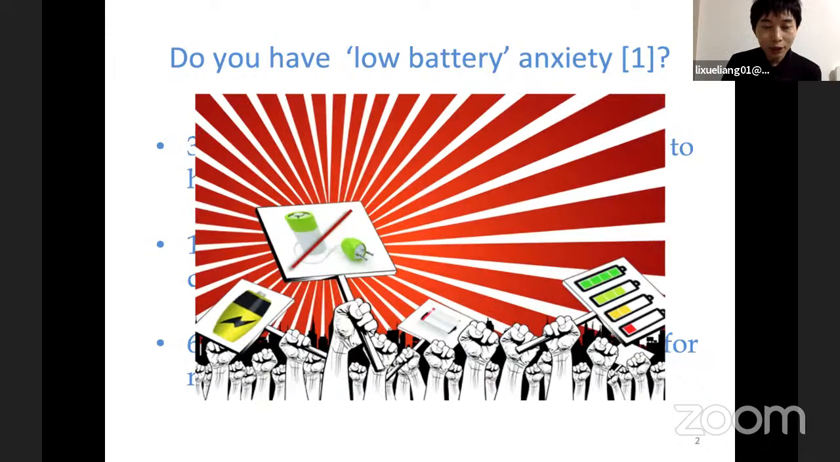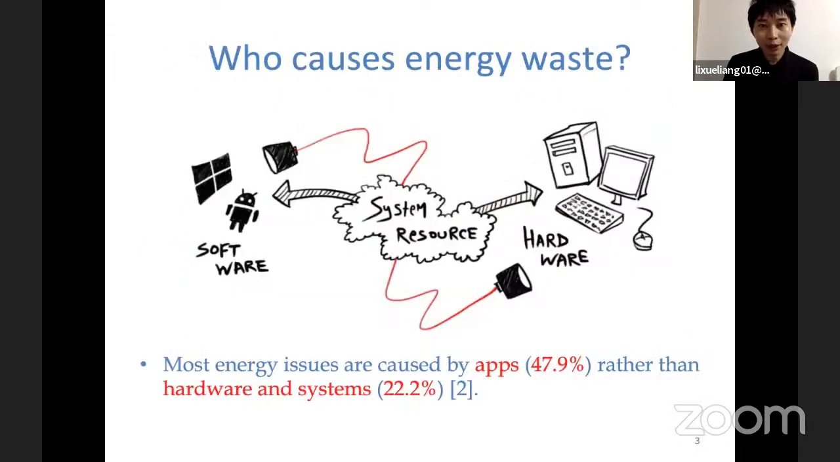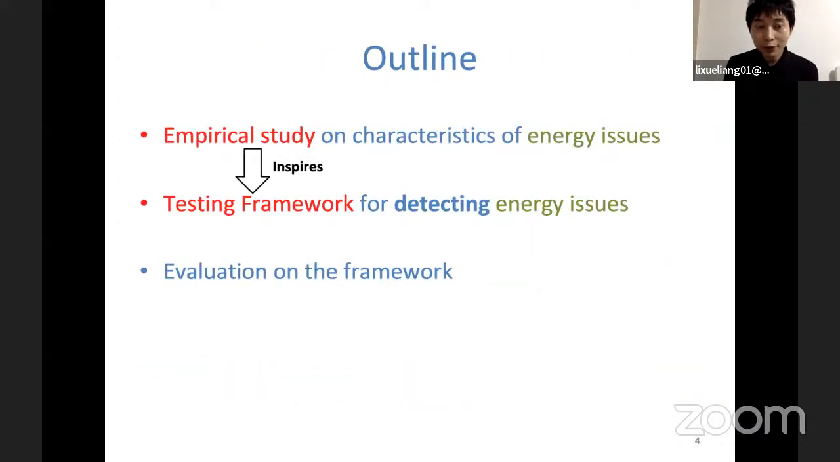But before taking action, we should think about exactly who causes energy waste. Is it software or hardware? The literature has shown that most energy issues are caused by applications rather than hardware and systems. So based on this observation, we will first conduct an empirical study to learn the characteristics of energy issues. Then we will propose a testing framework for detecting energy issues. And at last, we will evaluate our framework.